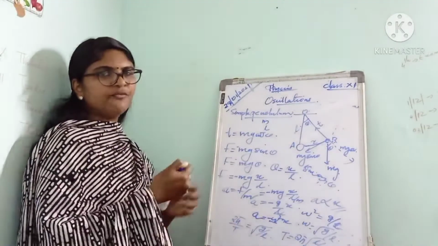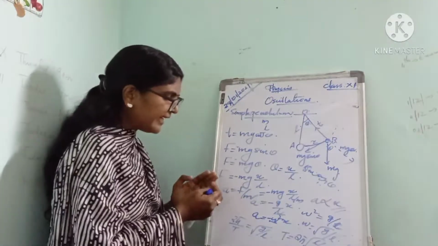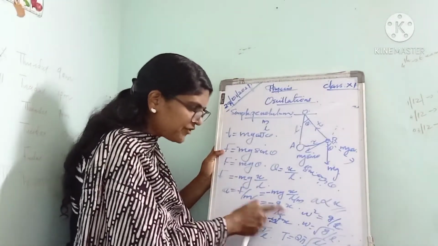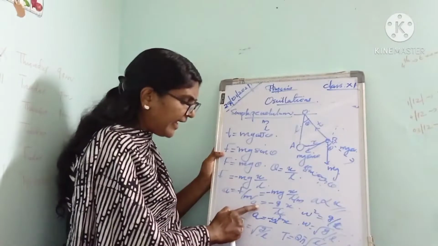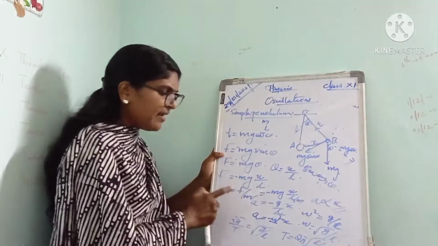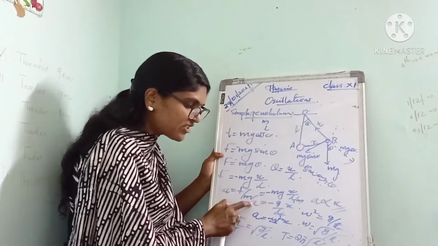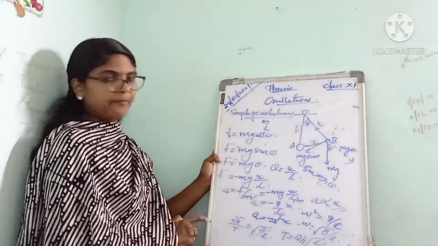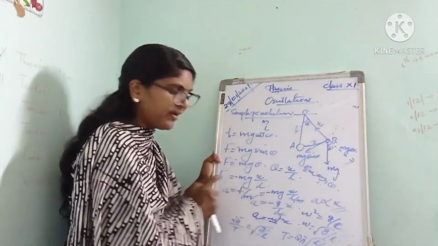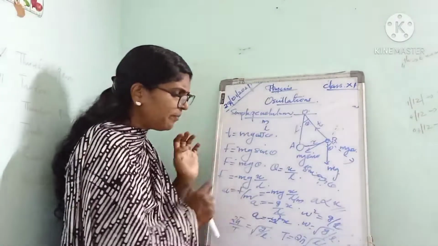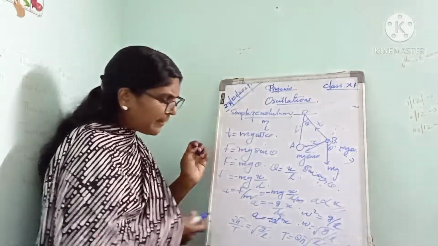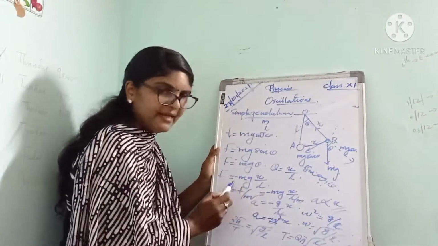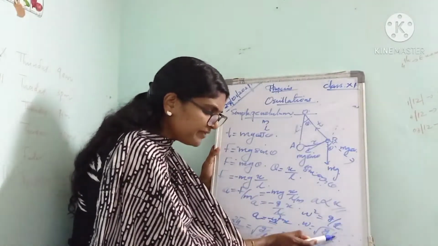To find the period of oscillation, we are considering the acceleration a of the simple pendulum, a equal to minus g by L into x. That is actually the acceleration. Here we are comparing this acceleration with the standard acceleration of a particle that executes what? Simple harmonic motion, that is a equal to minus omega square x. That is the standard equation. In the place of omega square, here we have g by L. So omega square equal to g by L. From this, omega equal to root of g by L.